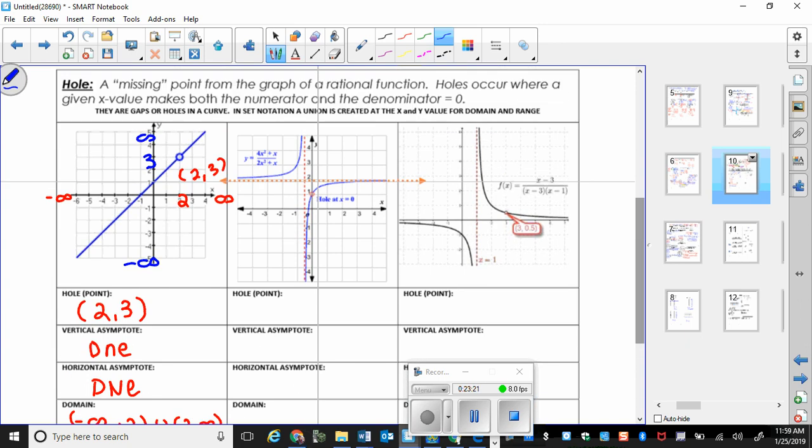Now, we do have asymptotes. But let's get our hole first. Our hole is right here at, looks like (0, 1). That's our hole. So it's not going to be a part of our domain. All right? Now, our vertical asymptote is at x equals -0.5.